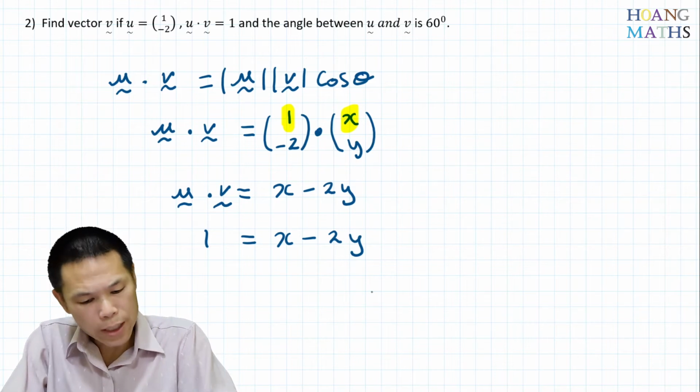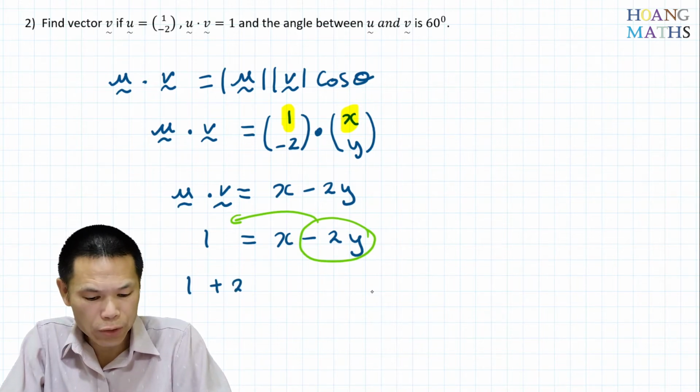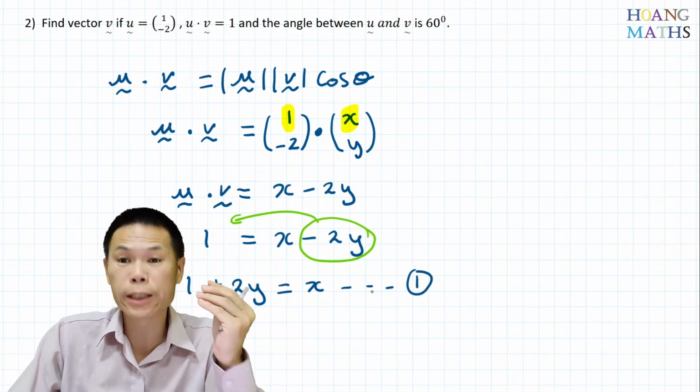So what I do, I just move this to the side, okay? So that will give me 1 plus 2y. That is equal to x. So let's name this equation number 1, okay? Because we're going to need this later.